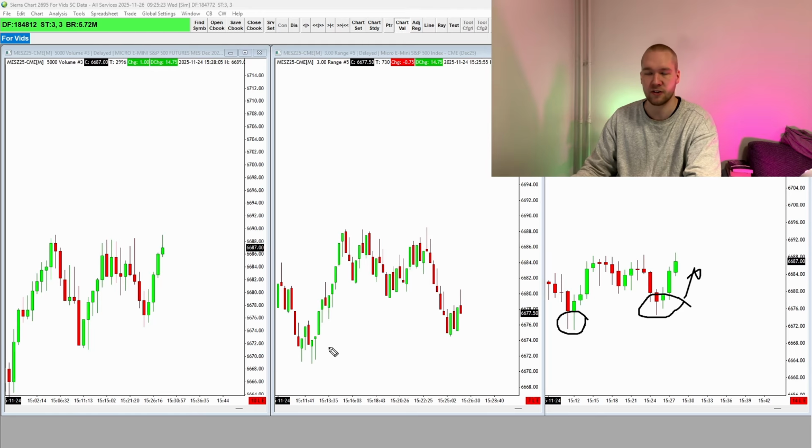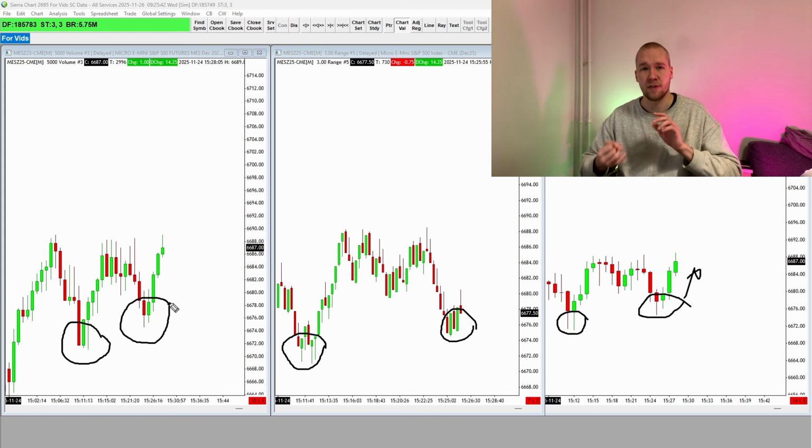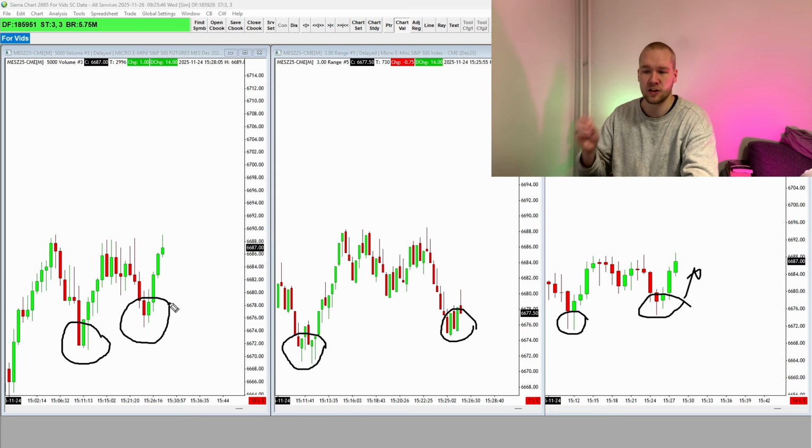Same thing happens on the range chart. This is a 12 tick range chart. Same thing happens here. And this is a volume-based chart, 5,000 volume per candlestick. Same thing happens again. So even if you're using candlestick charts, volume, range, or time-based charts, you can still use this pullback technique for your trades.